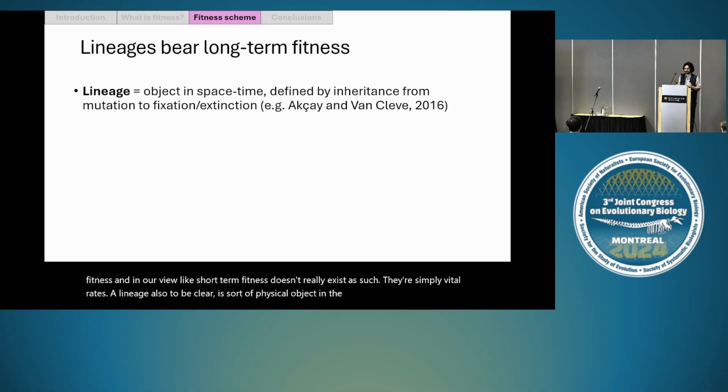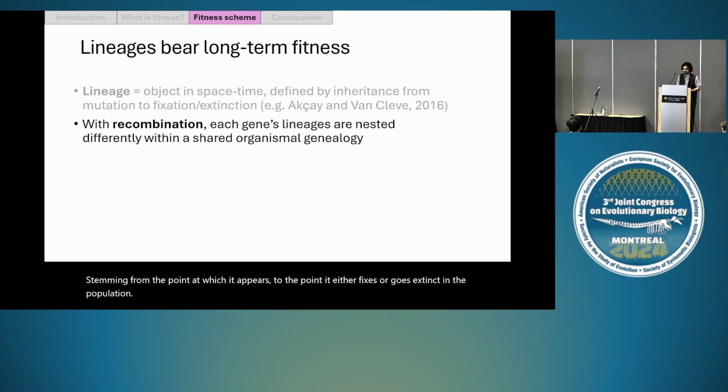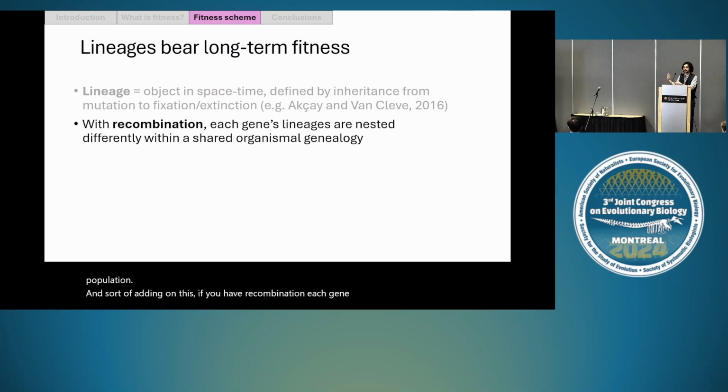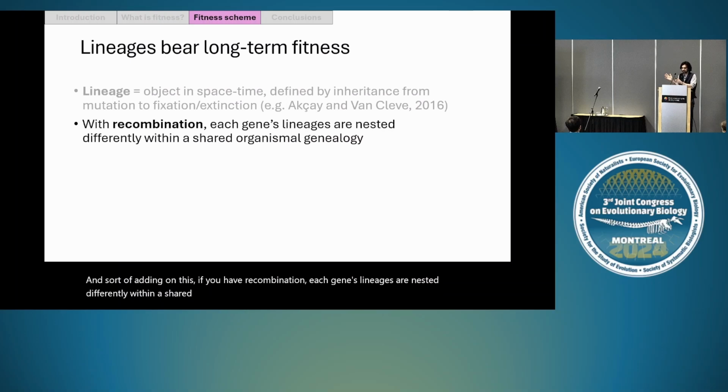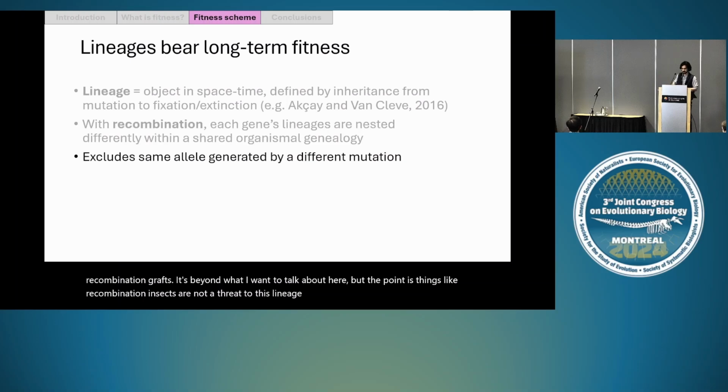It's defined by the physical act of inheritance, stemming from the point at which it appears to the point it either fixes or goes extinct in a population. And adding on to this, if you have recombination, each gene's lineages are nested differently within a shared organismal genealogy. This relates to work about ancestral recombination graphs. It's beyond what I want to talk about here. But the point is, things like recombination in sex are not a threat to this lineage-based perspective.